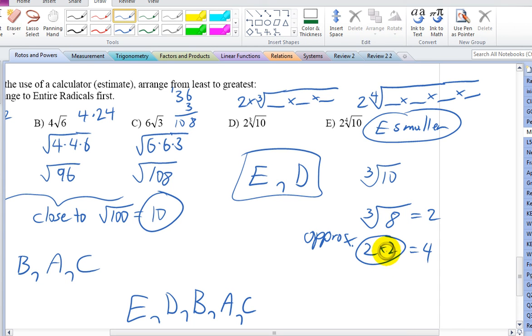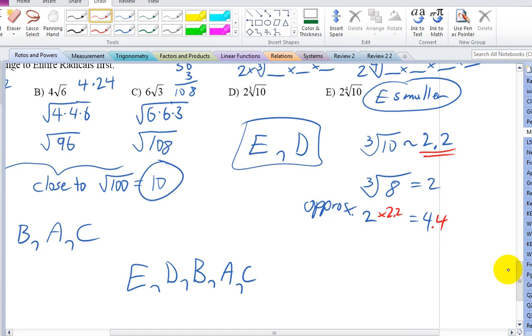2 times 2. Right? So this is going to be like 2.2 maybe. So approximately what we have is the index 2 times 2.2. So 4.4. Right? The only reason why I didn't use this number here was because I knew that this is going to be way smaller than 10. The only reason why I'm doing this is to see whether ED should be at the front or at the back. Right?